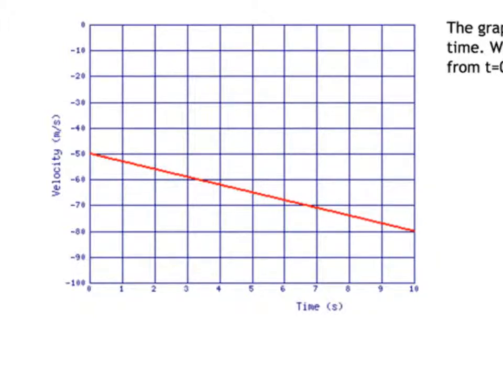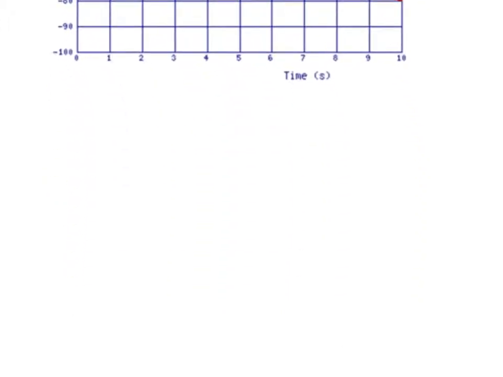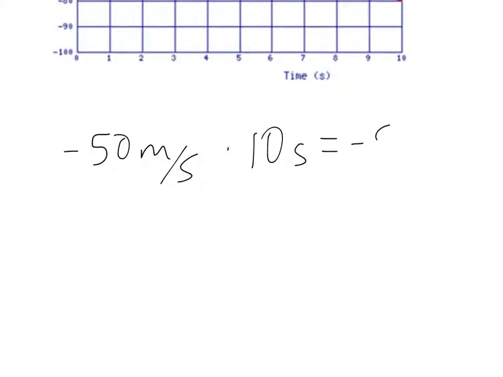Let's imagine the object continues at its initial negative 50 meters per second for the full 10 seconds. Then we'd be finding the area, to get the displacement, we'd be finding the area of this rectangle. Well, that one is just negative 50 meters per second times 10 seconds, and we get negative 500 meters. Okay, back to the graph.